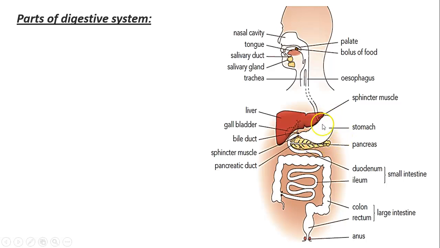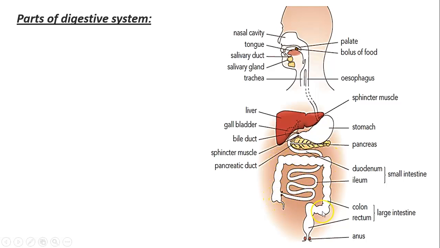After the stomach, the food flows into the small intestine. The very first part of the small intestine is called the duodenum, while the rest of the small intestine is called the ileum. So most of the chemical digestion happens here in the duodenum of the small intestine, and all of the absorption process happens here in the ileum.